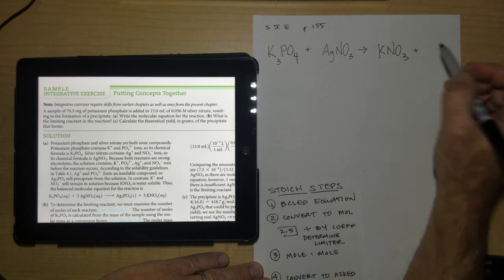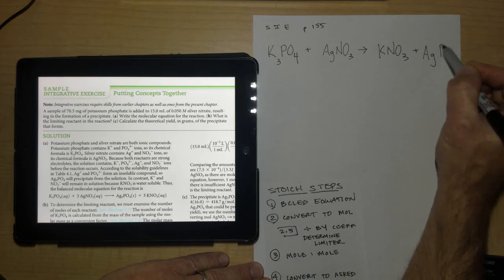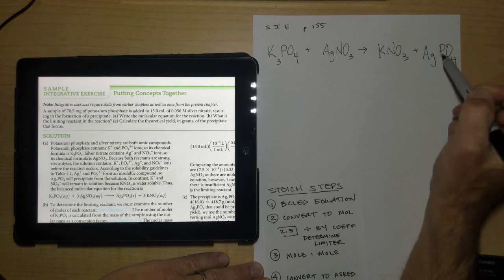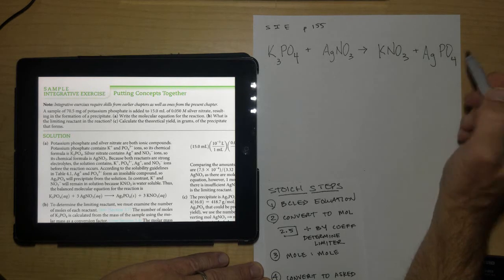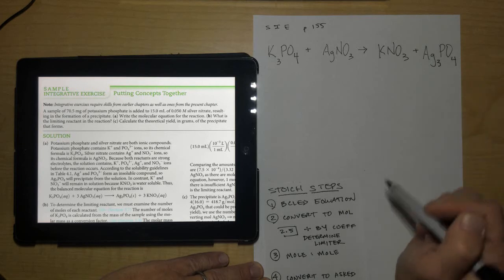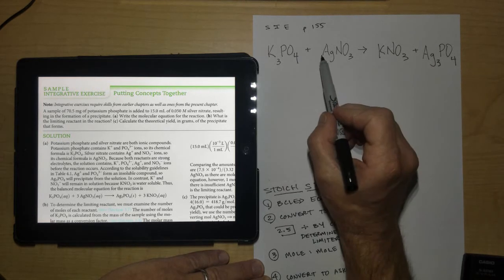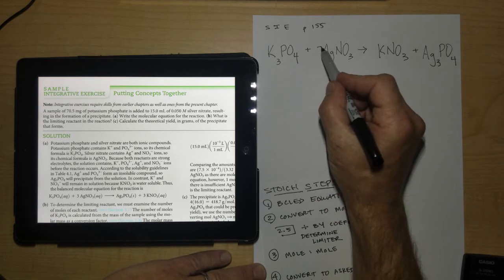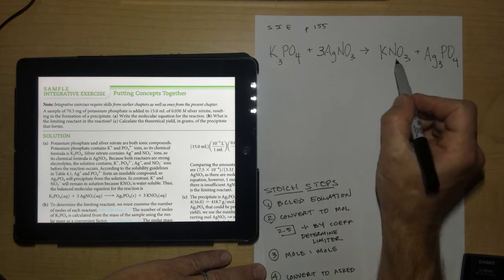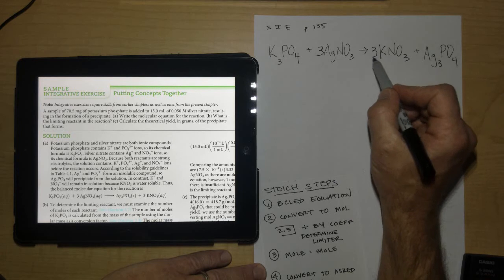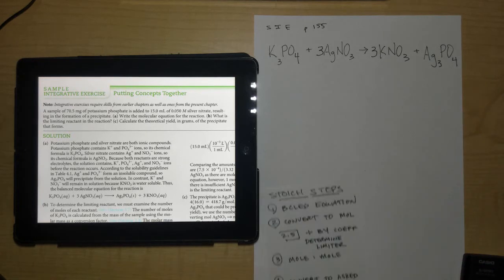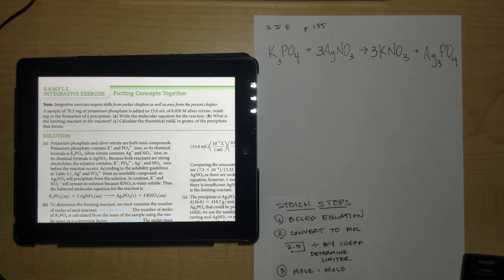And then silver together with the phosphate. So Ag and then PO4. Silver's +1. Phosphate's -3, so that means I'll need a 3 right here. Balancing this reaction then, I think I need a 3 here. It gives me 3 nitrates, and I need 3 potassium, so I put a 3 right here, and I think that's the balanced chemical reaction.